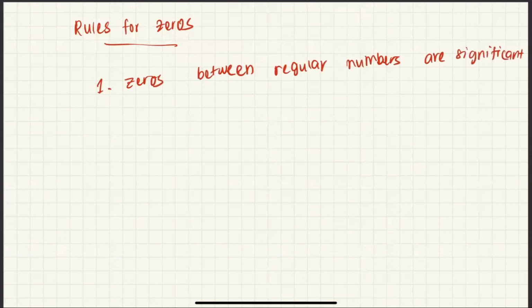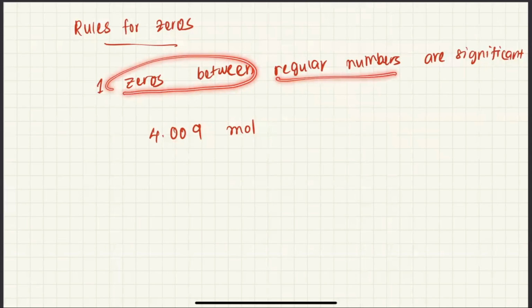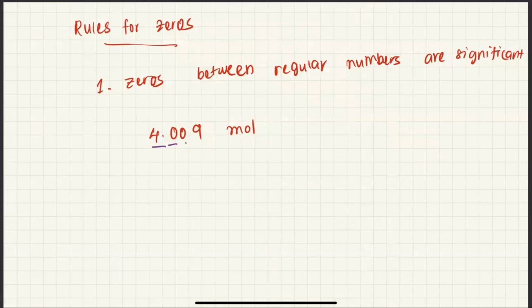Let's say we have 4.009 mole. Here, what are our significant figures? We know for sure that 4 and 9 are significant, because non-zero numbers are significant. But what about the zeros in between? We know that zeros in between regular numbers are also significant. So in this case we have 1, 2, 3, 4. So 4.